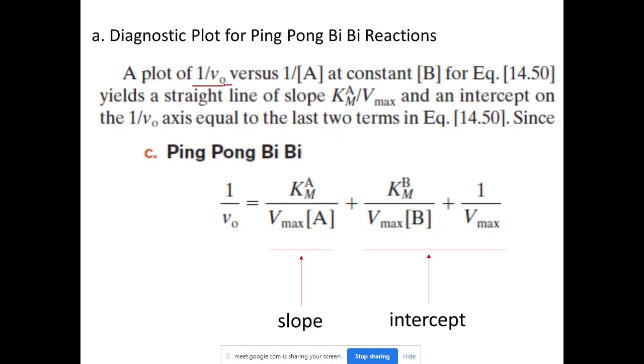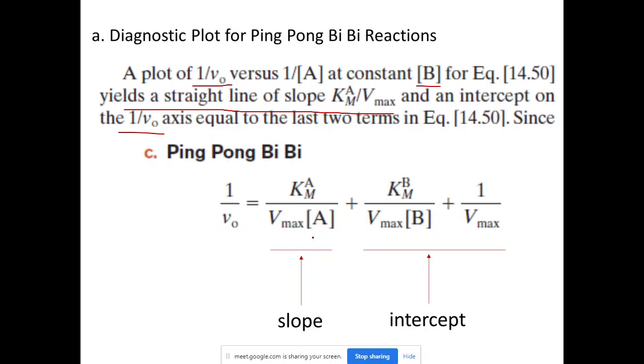It is the velocity for a reaction which utilizes substrate A as a substrate concentration, right? So 1/A refers to substrate concentration A at a constant B. Remember, a ping pong reaction involves two substrates. So you keep substrate B as a constant, and this will yield a straight line with a slope and with the intercept on the 1/V0.